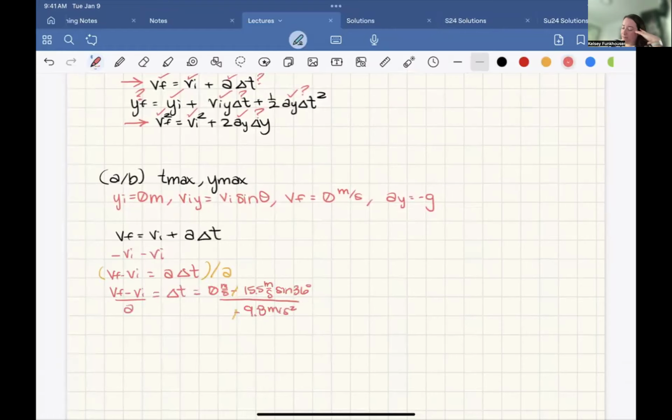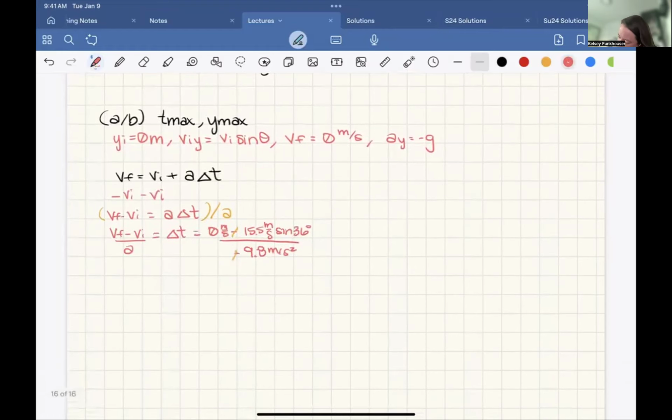That's always a sign that something might have gone wrong, if your time ends up negative. Okay, and this is 0.93 seconds. So the time to the maximum height is 0.93 seconds. Now let's find the maximum height.